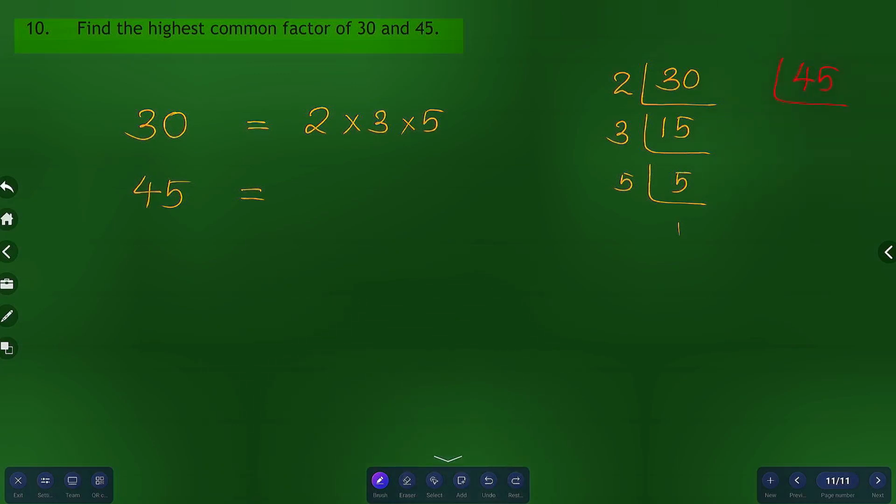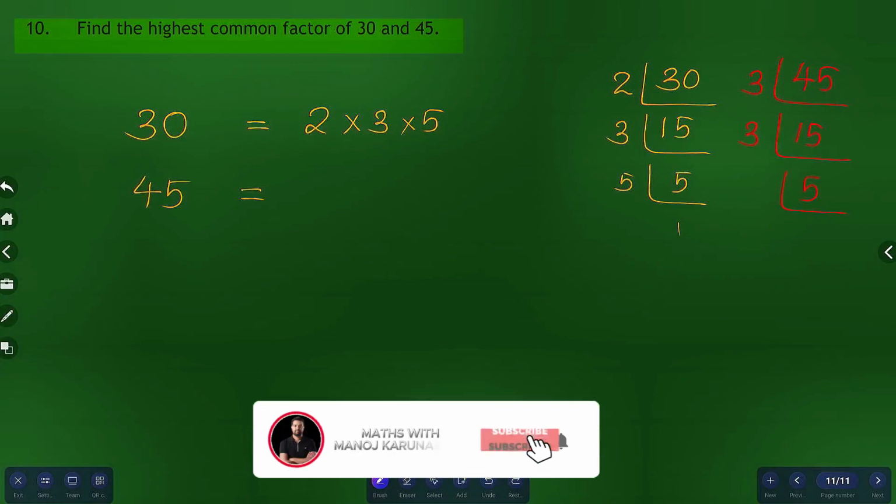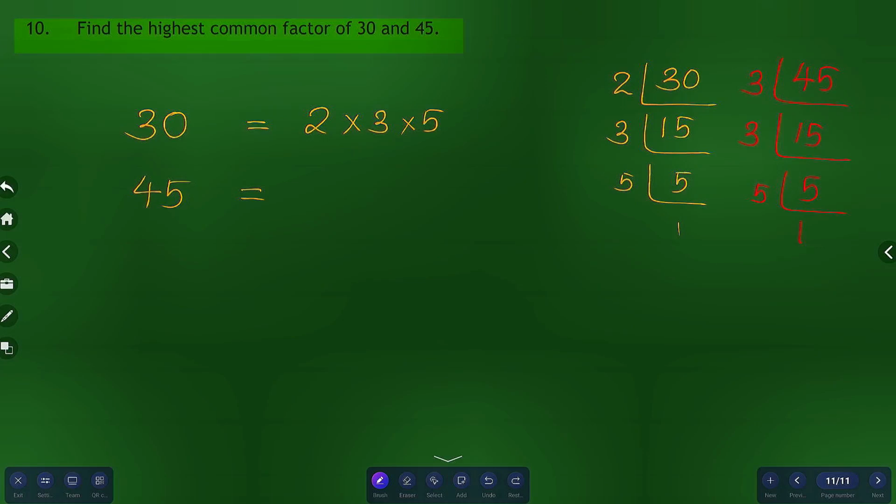45 is an odd number, not divisible by 2. Let's divide it by 3. 45 divided by 3 is 15. Dividing 15 again by 3, the answer is 5. Now the next prime number you can divide 5 by is 5. So let's divide 5 by 5. 5 divided by 5 is 1.